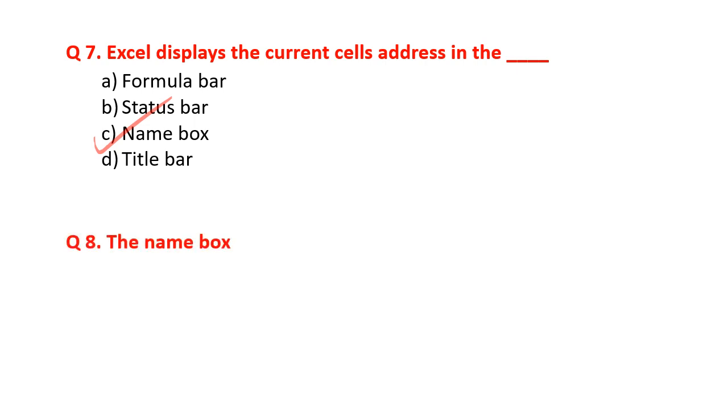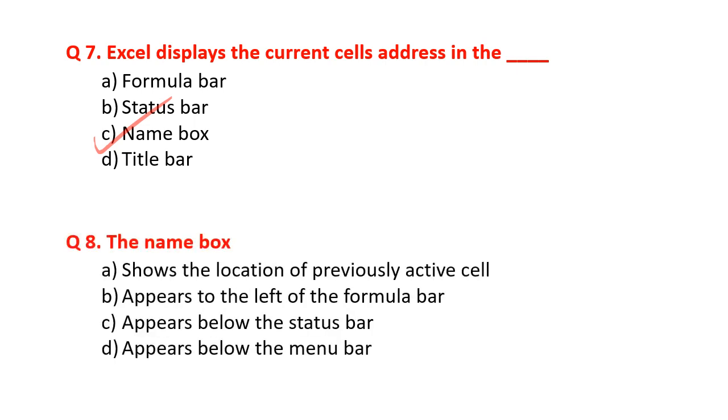Next question. The name box, option A, shows the location of previously active cell. Option B, appears to the left of the formula bar. Option C, appears below the status bar. Option D, it appears below the menu bar. So right answer is option B. The name box appears to the left of the formula bar. Next question.